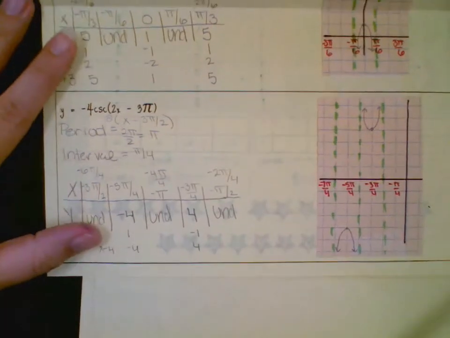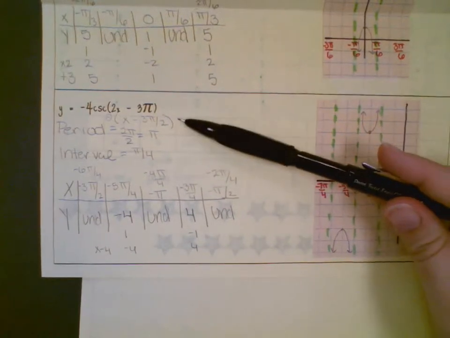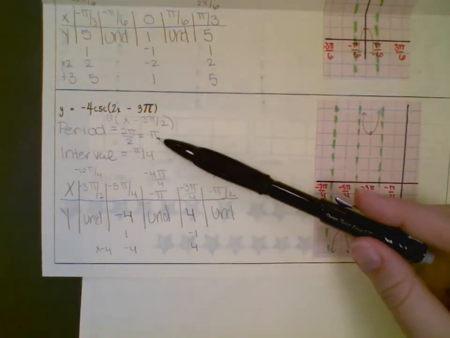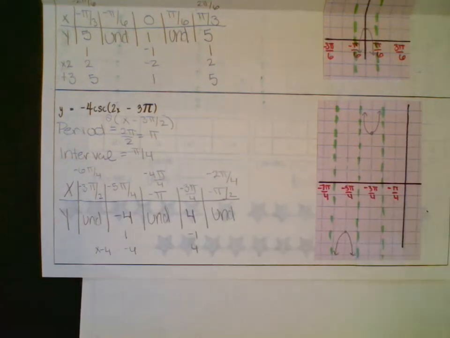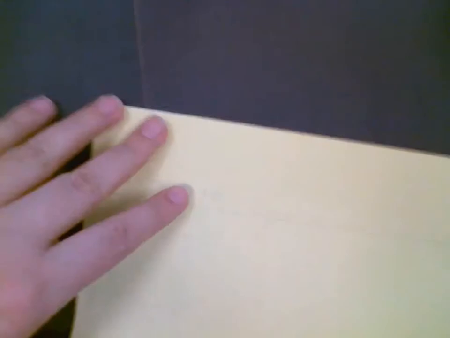Okay, so for our last one, we did that first part together. So our period ended up being pi, and our shift was negative 3 pi over 2. Oh no, I messed up my graph. It should have been positive pi over 2. Okay, let's do that one together real quick.